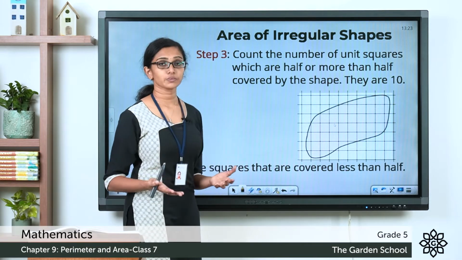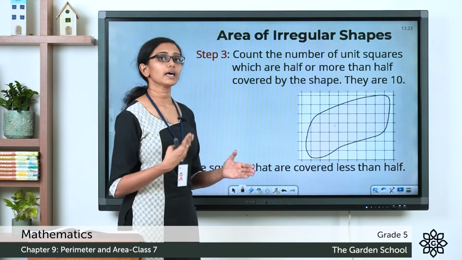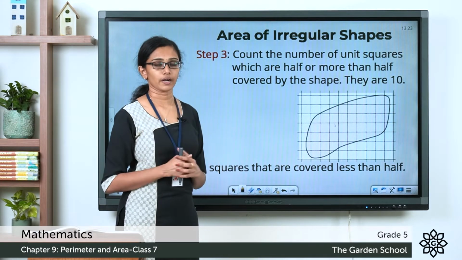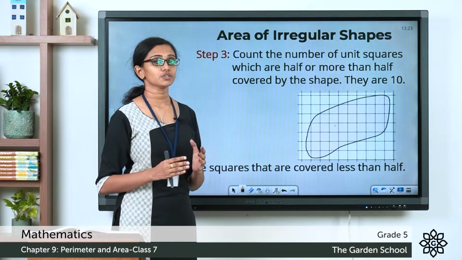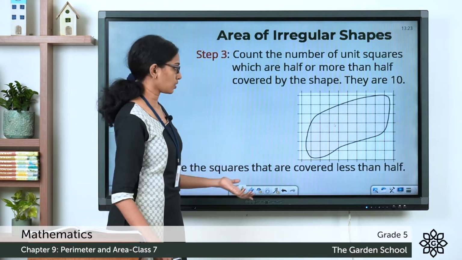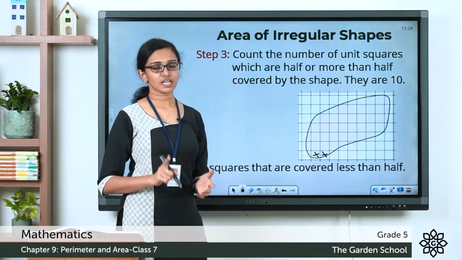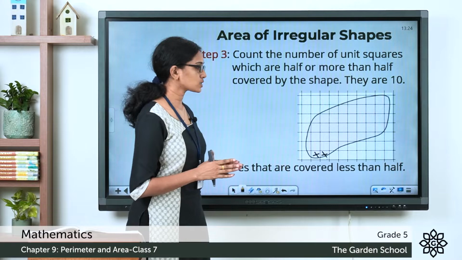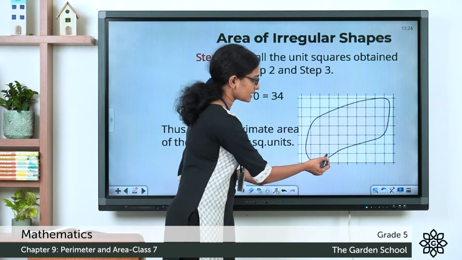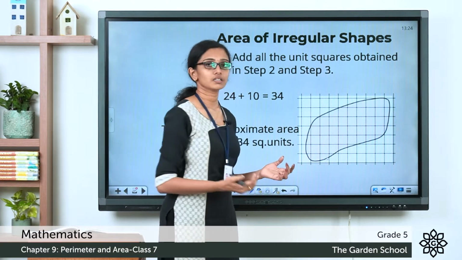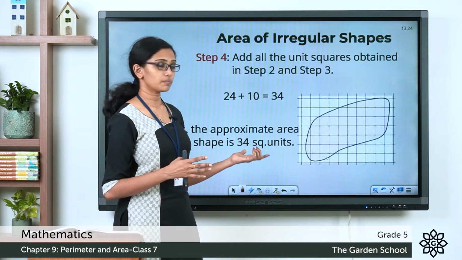Now, what about the squares which are not completely covered by the figure? So in that case, squares which are covered more than half by the figure can be counted as 1. And which are covered only half can be counted as half. And which are covered less than half can be ignored. So here you can see a few squares are covered more than half, like this one, this one. Such squares can be counted as 1, and squares which are covered in half can be counted as half. Now squares which are covered less than half, like this, these can be ignored.